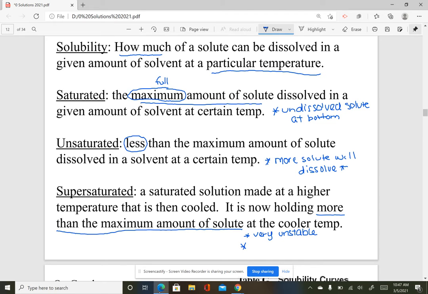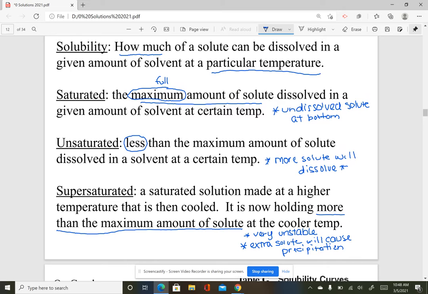And any extra solute that you try to add will disturb this very unstable solution, and anything over its maximum capacity will precipitate out. It'll undissolve and turn back into a solid. So extra solute will cause precipitation. Undissolving is not really a word, but that's what it means. Any of that extra stuff will fall out.